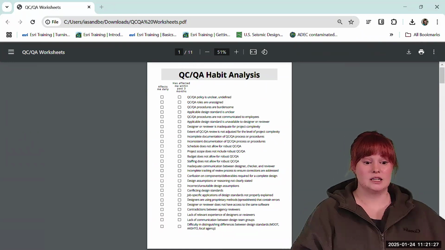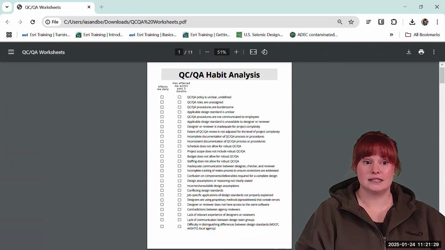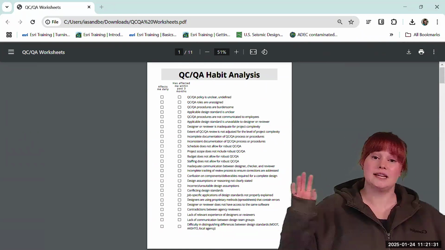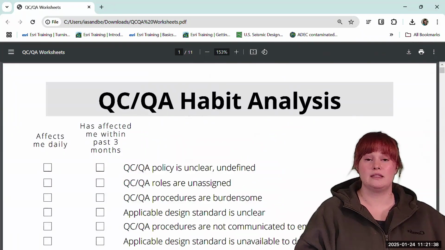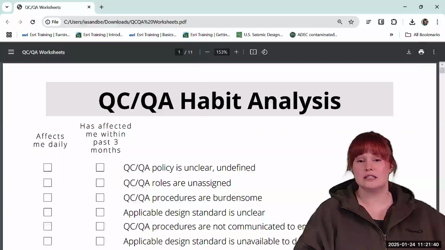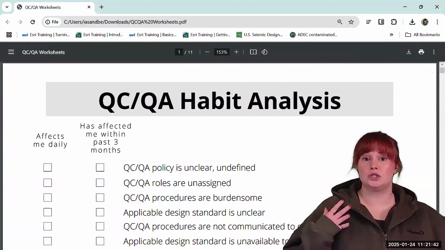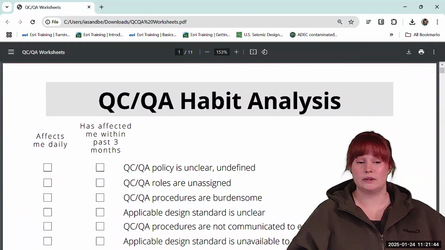So this first handout is a habit analysis. There's a whole bunch of potential things that you might be doing, and the idea is to go through and kind of check off whether this is something that affects you every single day, or maybe it only affects you a little bit more infrequently.